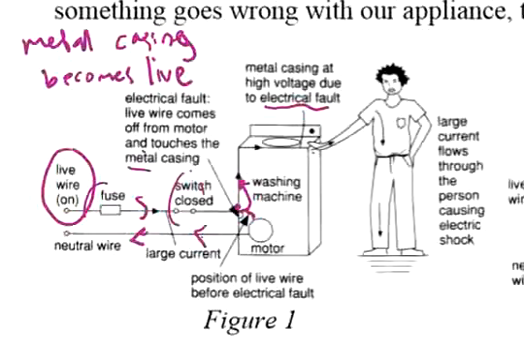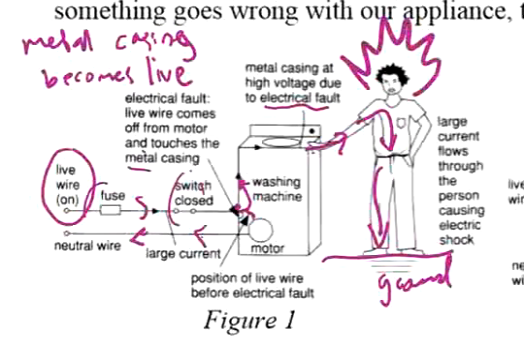So when a person touches the metal casing, the current will flow through the body, goes to the person and goes to the ground. So there is a complete path. So this person gets an electric shock. That's the reason.